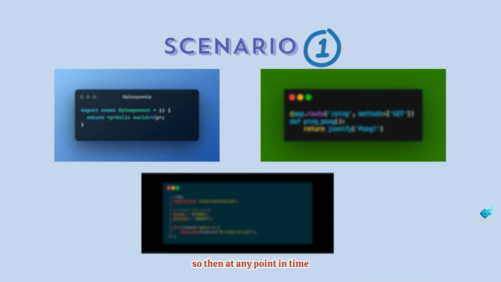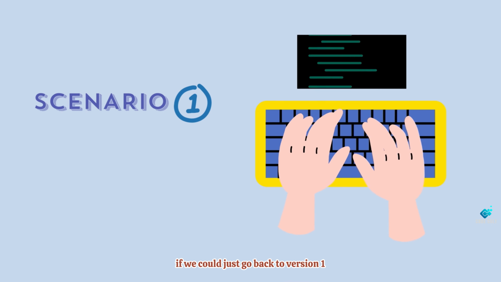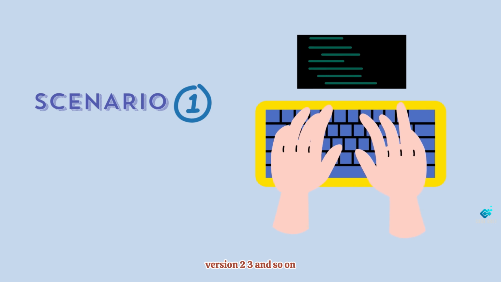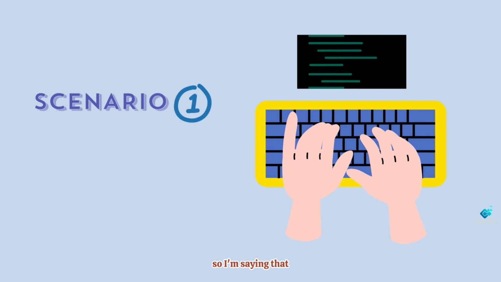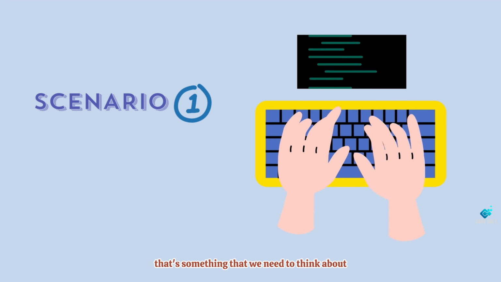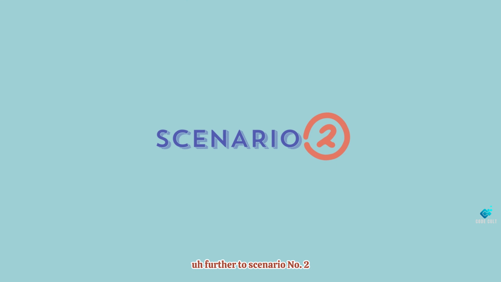So then at any point in time, you will be able to come back to this particular state, to this particular snapshot, and simply work with that. I mean, how cool would it be, right? If we could just go back to version 1, version 2, 3, and so on, and just start working where we left off. So I'm saying that because maybe that's something that we need to think about, and maybe that's what we are going to solve and to learn in this course. So that's about scenario number 1. Let me know if it has ever happened to you, and we are going further to scenario number 2.